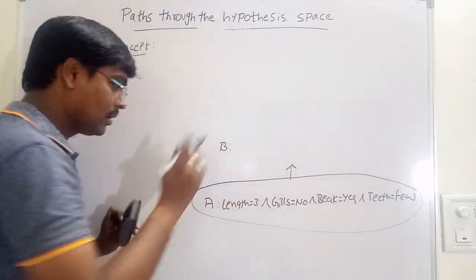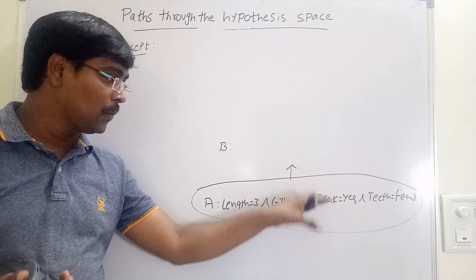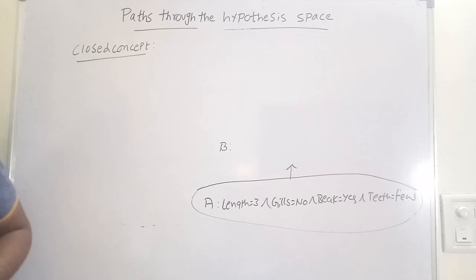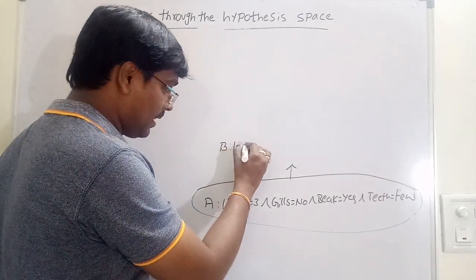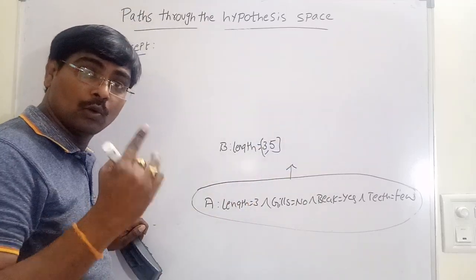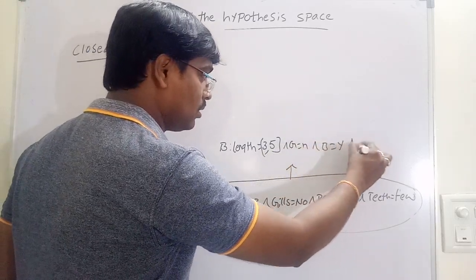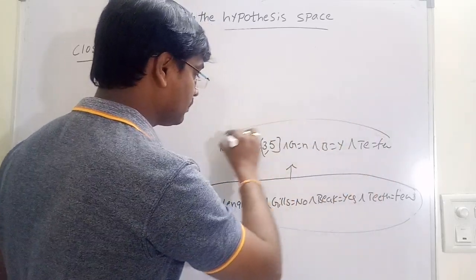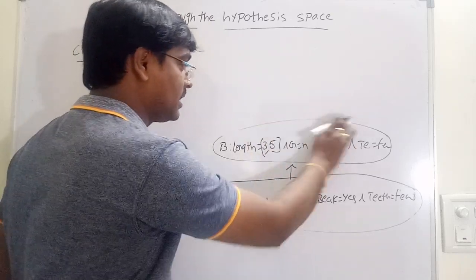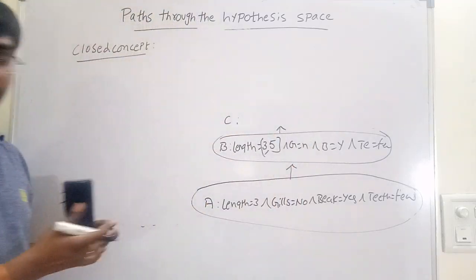Now move to B. Suppose removing any specialization, it has to cover one more positive. So step by step we have to cover positives, remove these letters. Suppose the example, in this one I am making length is equal to 3, 5. So we have two possible lengths. Length is equal to 3, 5. Same gills is equal to no, back is equal to yes, teeth is equal to few. This is the specialization. Sorry, generalization. Generalization.